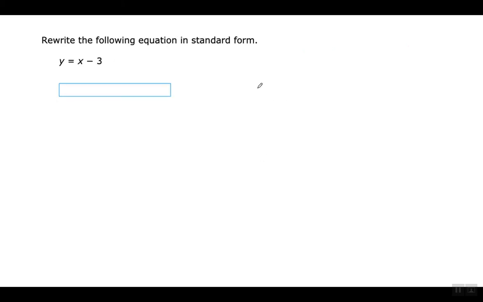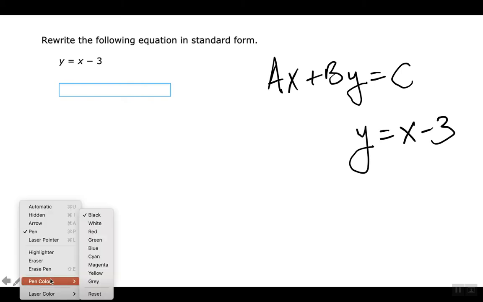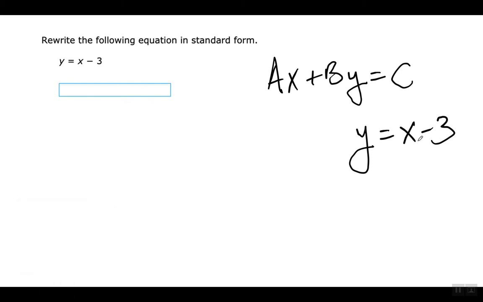Alright, so here we got y equals x minus 3. So again, the number in front of x is already positive. There's an invisible 1 there. So I'm not going to move x. I'm going to instead move the minus 3 to the left and the y to the right.